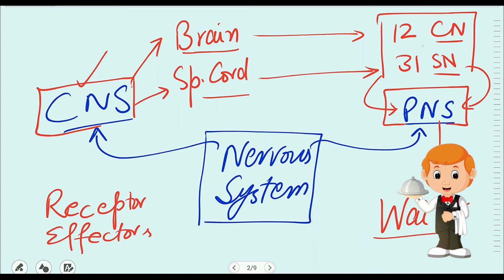This job is done by these 12 cranial nerves and 31 spinal nerves. Hence, we can say that the peripheral nervous system is a waiter for the central nervous system. The central nervous system consists of brain and spinal cord, and the peripheral nervous system consists of 12 pairs of cranial nerves and 31 pairs of spinal nerves.